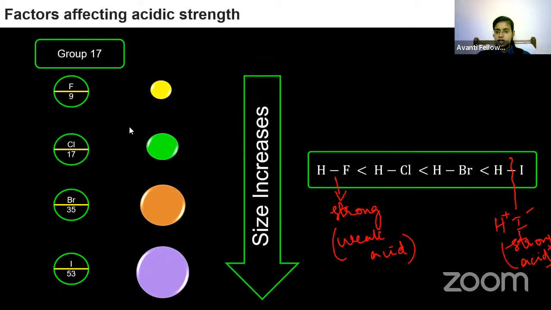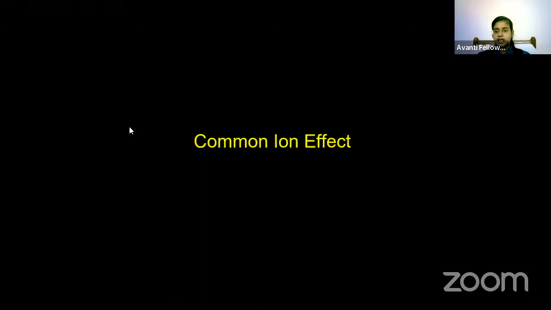Here the bond is strong, and here the bond is weak, so it is a strong acid. So the very important factor is the size of the halogen, or the size of the atom in the compound. Next we will go for the common ion effect.